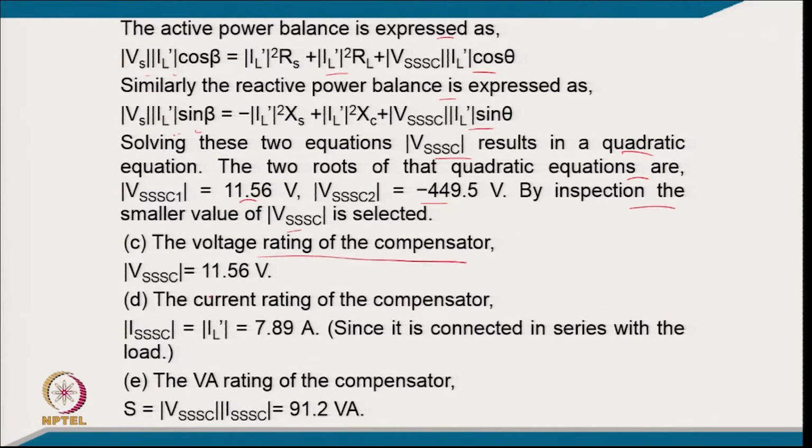So, the voltage rating of the compensator is 11.56 volt, and the current rating is the same as the load current, 7.89. So, the kVA rating will be VSC into ISC, it comes 91.2 VA.